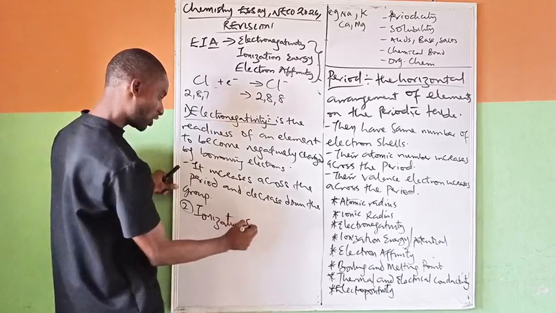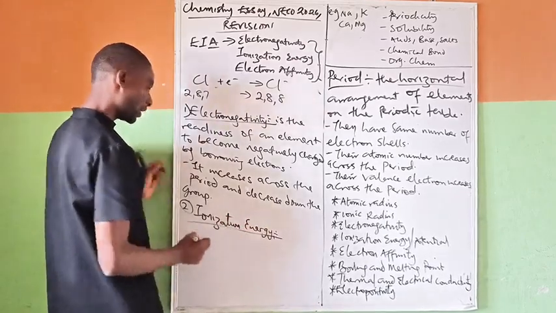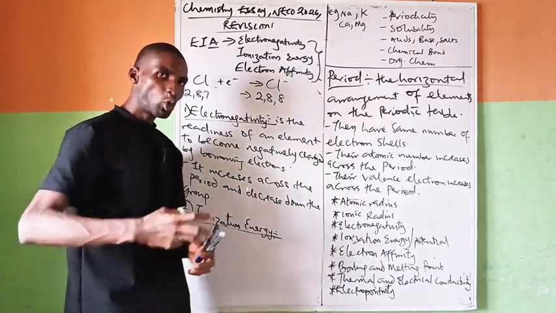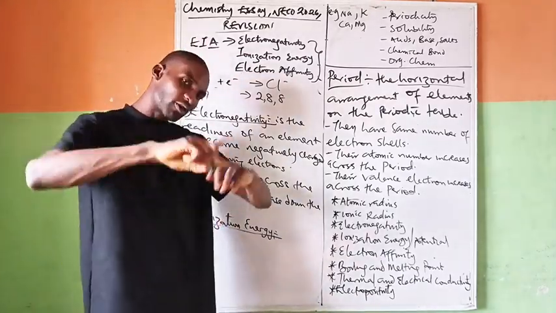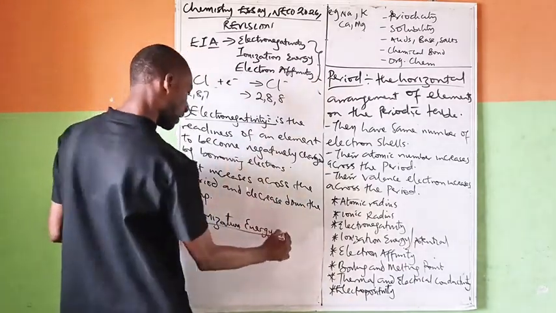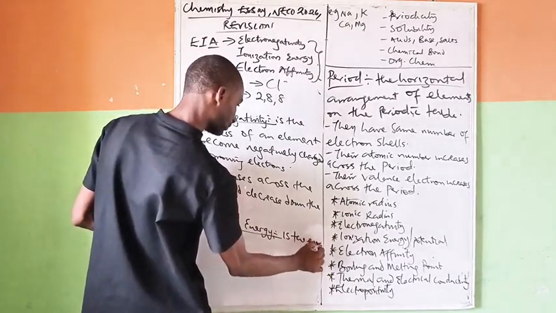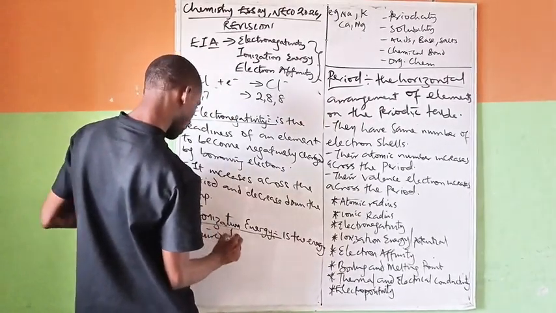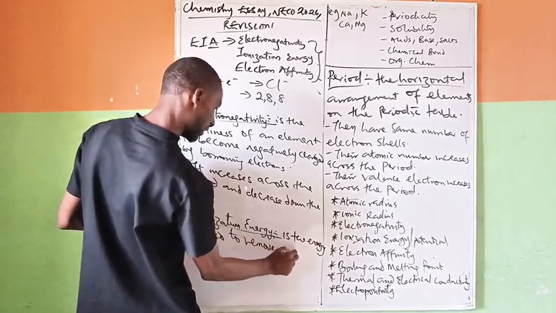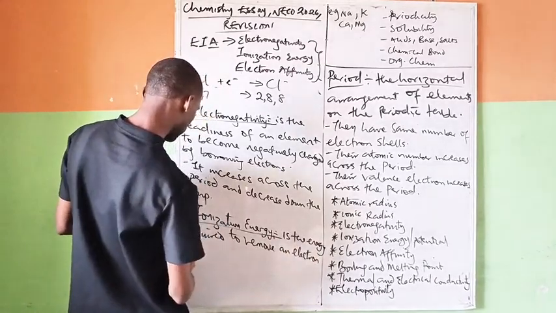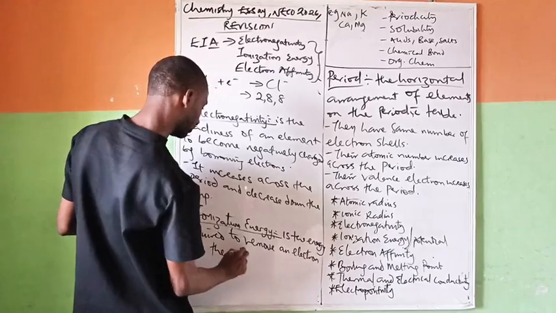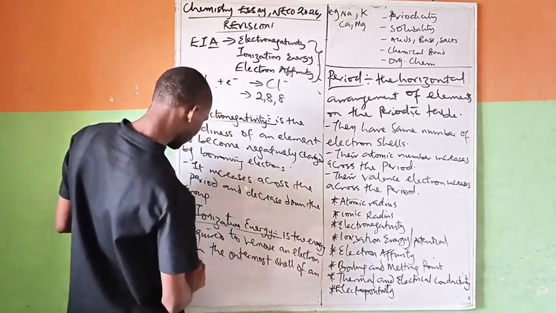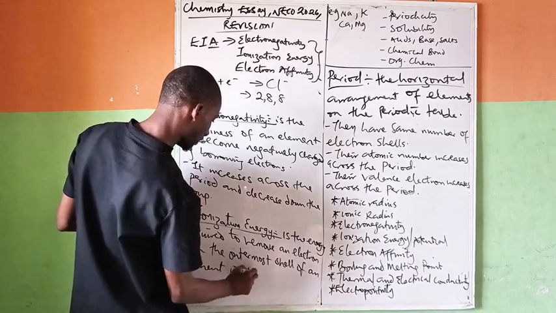Ionization energy. What's ionization energy? This is the energy that is required to remove an electron from the outermost shell of an element in its gaseous state. Is the energy required to remove an electron from the outermost shell of an element in its gaseous state.